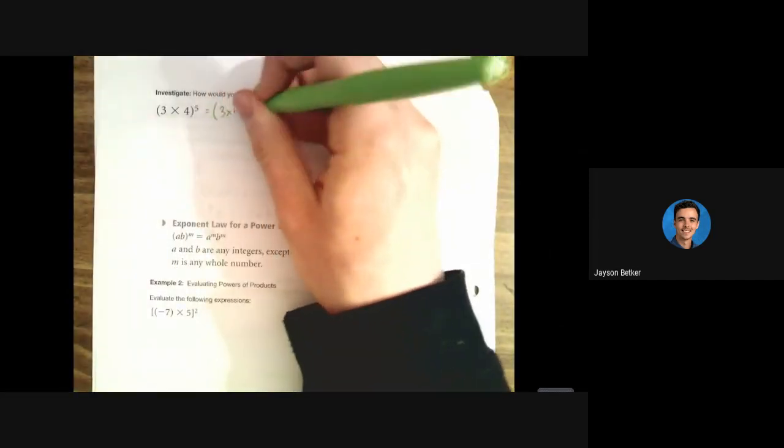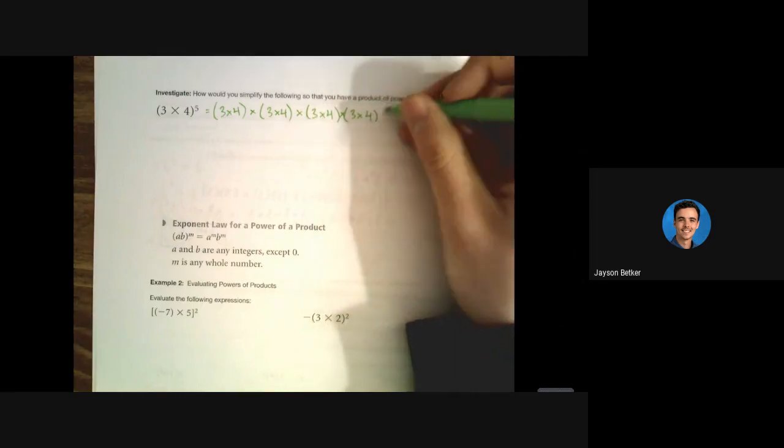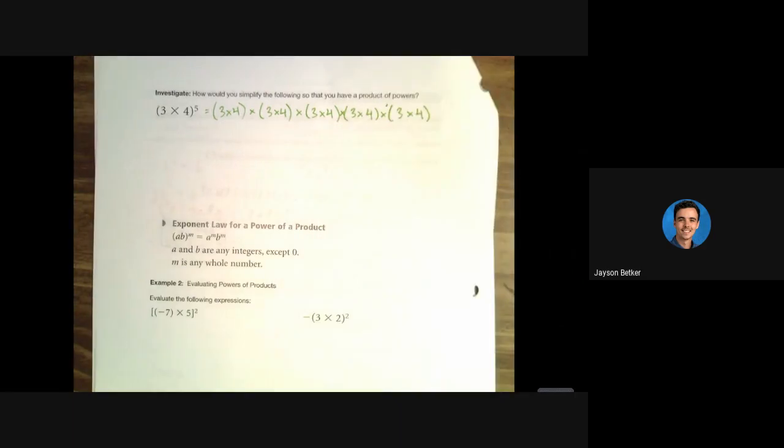So now, what would you do if you had a product of powers? This one's going to get a little bit tedious as well, because we're going to write it out as repeated multiplication form. What this is going to look like is 3 times 4. We take what's inside of the bracket, and we do it 5 times. That's what the exponent 5 is telling us. 4, and then 5. So I have them 5 times there. 1, 2, 3, 4, 5.